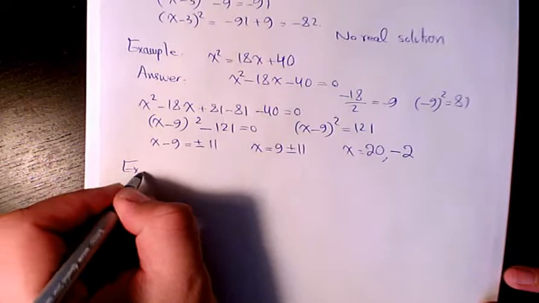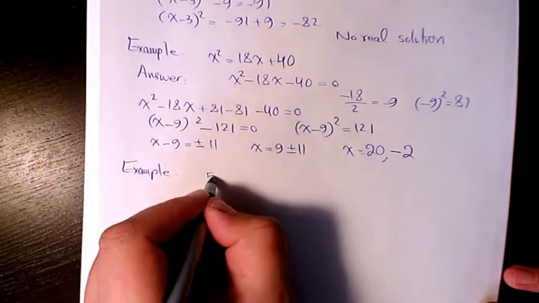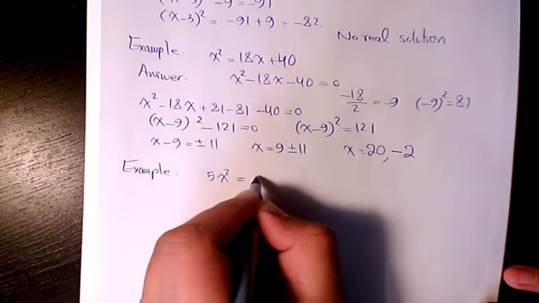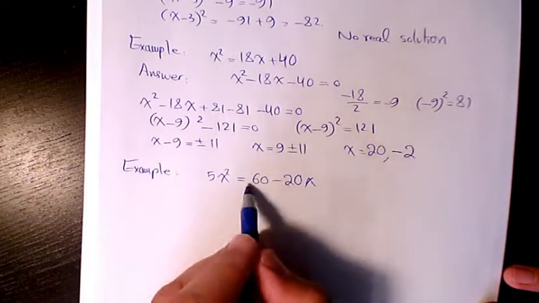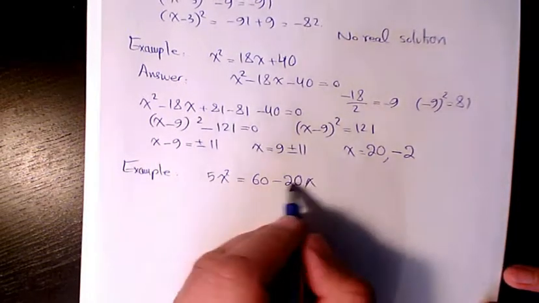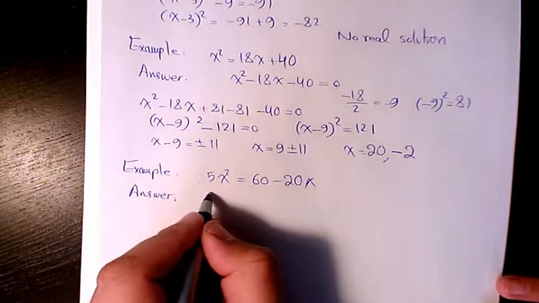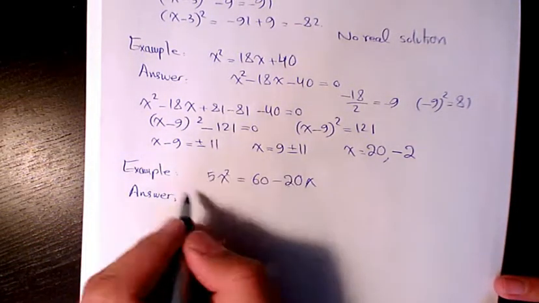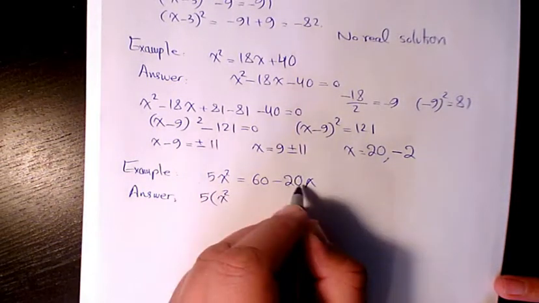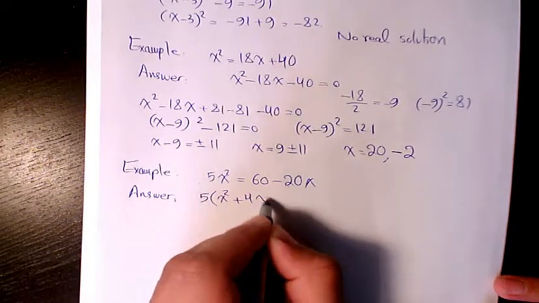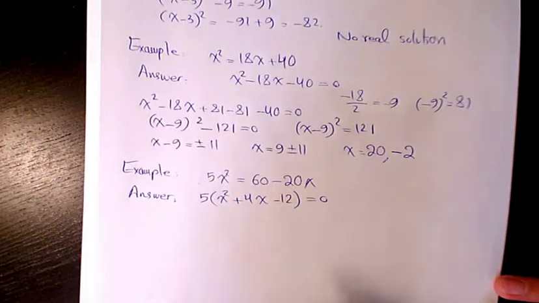Next example is 5x squared equals 60 minus 20x. First thing I can do, because we have a common factor, is divide everything by 5. Move everything to the other side as well. It's going to be 5x squared plus 20x minus 60 equals 0, which after dividing by 5 is x squared plus 4x minus 12 equals 0.